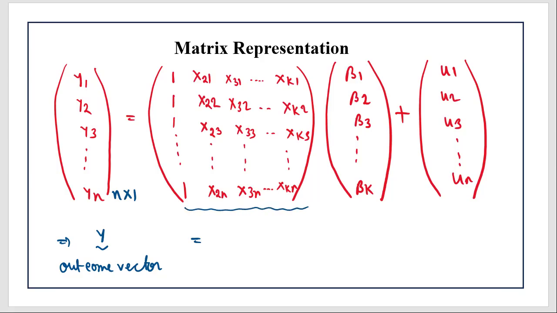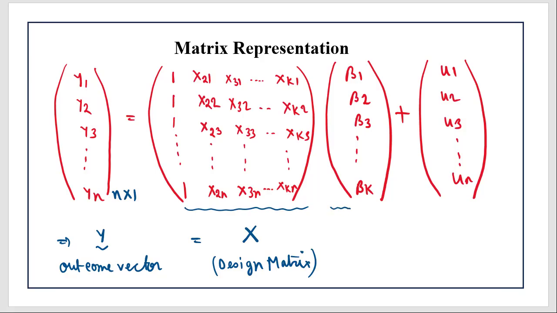This matrix, how will you write this matrix? In matrix notation, it is represented simply as X. X is the matrix known as the design matrix, right? It is basically the matrix of all the explanatory variables. You can write it in that fashion also. Design matrix means the matrix representing all the explanatory variables in your model.